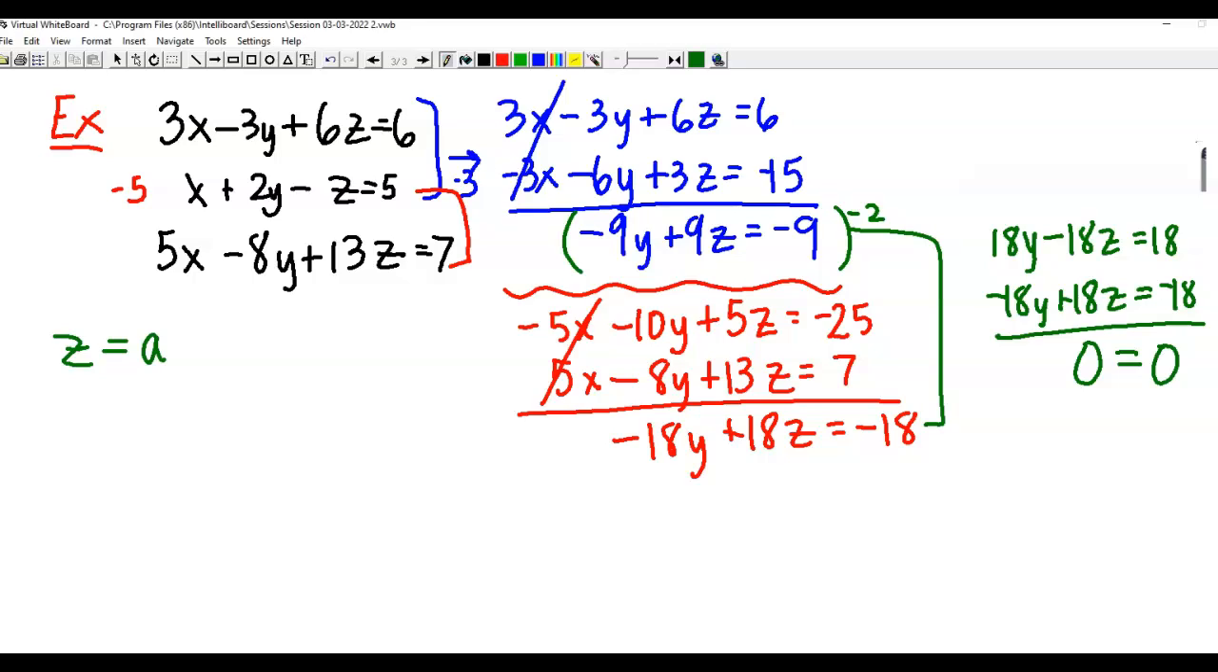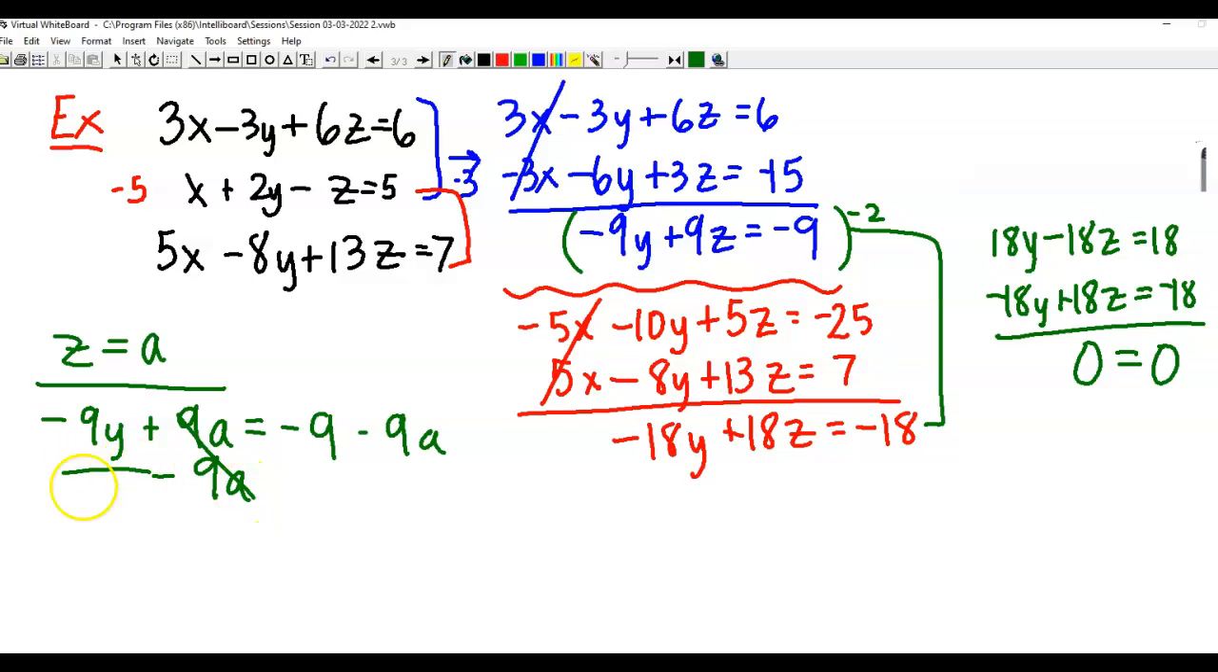Okay, if z equals a, then let's solve for y. So let's use one of these equations here, like this one in blue. I'll just do it right here, negative 9y plus 9a. So notice I replaced the z with the a because I want to solve for y in terms of a. Okay, so I'm going to subtract 9a and then divide everything by negative 9. So y equals 1 plus a.